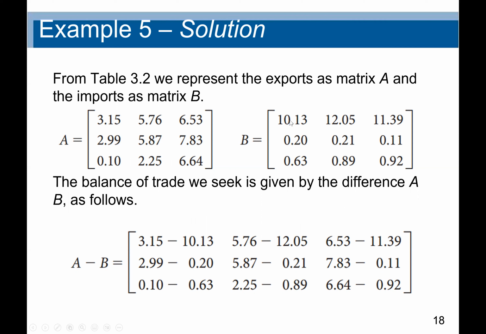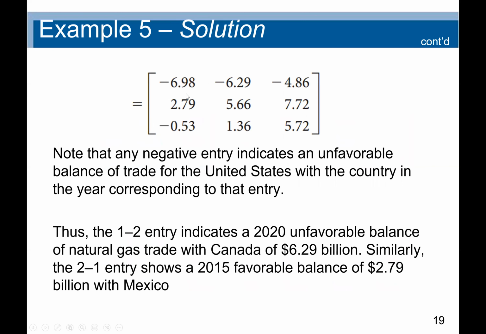So 3.15 minus 10.13, then 5.76 minus 12.05, 6.53 minus 11.39, then 2.99 minus 0.20, 5.87 minus 0.21, and 7.83 minus 0.11. Then we do that also for the third row. So for the final solution, we find the difference of each value here. And this is what we have.